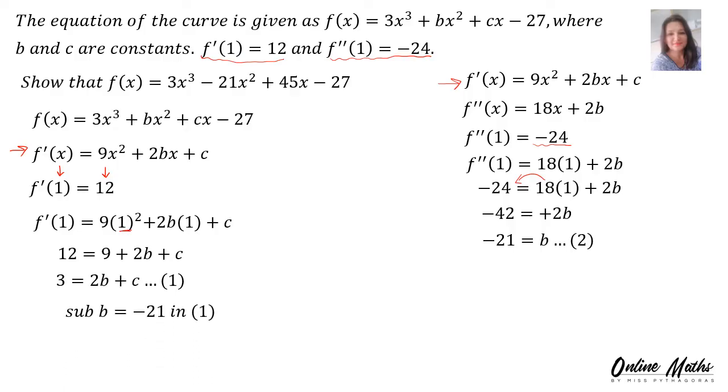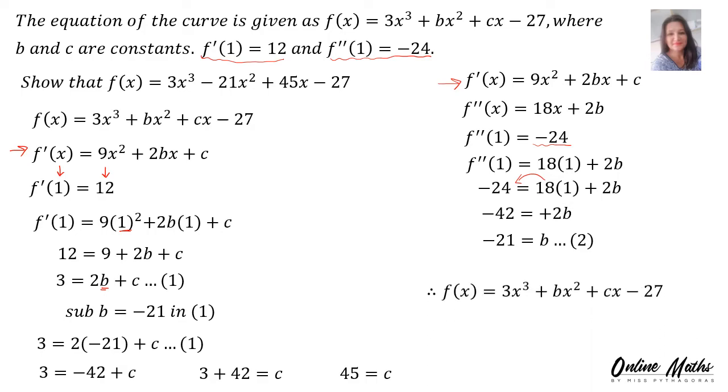Then let's substitute b is negative 21 into equation number 1. In other words, I end with 3 equals 2 times negative 21 plus c. 2 times negative 21 is negative 42 plus c, and let the 42 walk across, therefore c's value is 45. And the equation is indeed f of x equals 3x cubed minus 21x squared plus 45x minus 27.